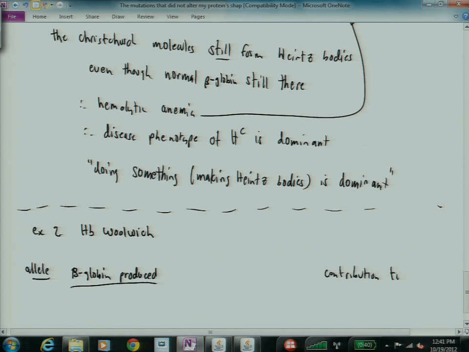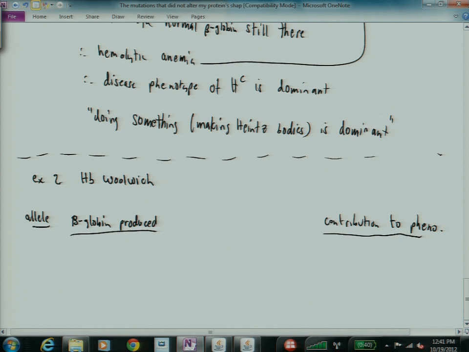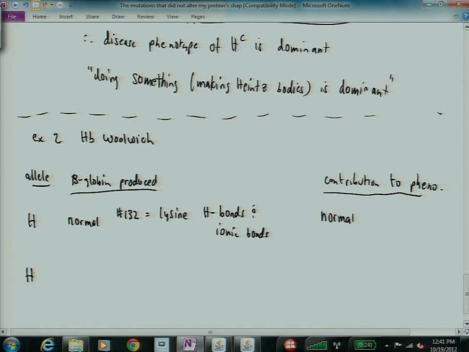All right. And we'll do something very similar. We have a big H allele, and it's normal. And number 132 is affected this time, it is lysine. And lysine can make, trust me, H bonds and ionic bonds. Okay? And this is normal hemoglobin. We'll call HW Woolwich, so it makes hemoglobin Woolwich. And there, number 132 is glutamine, which basically makes H bonds only. Right? It's a little bit of a difference.